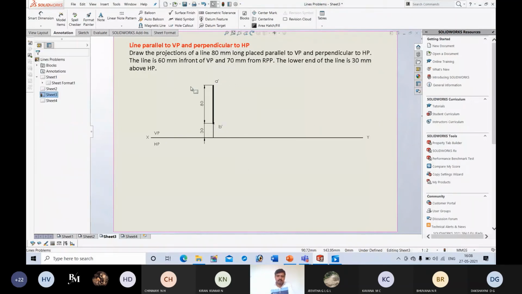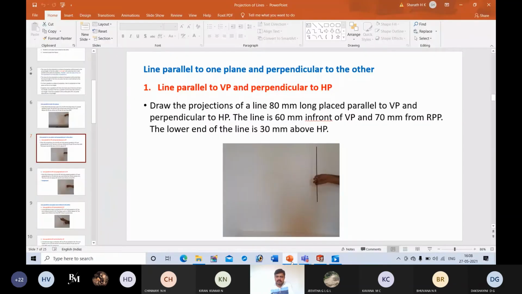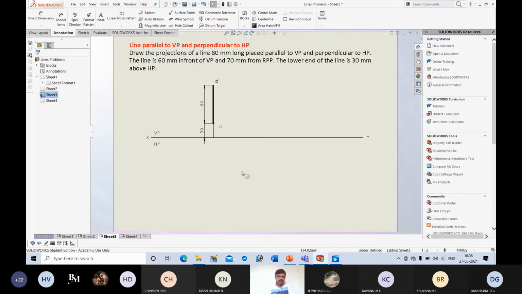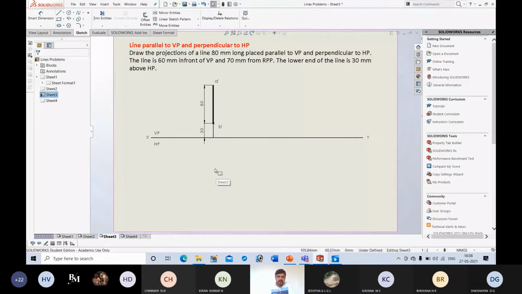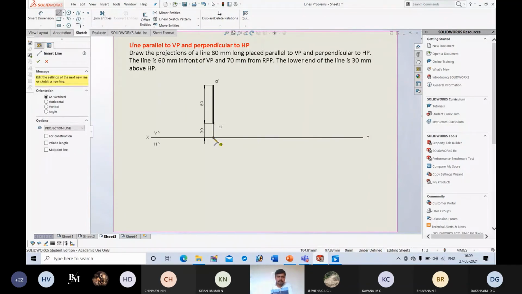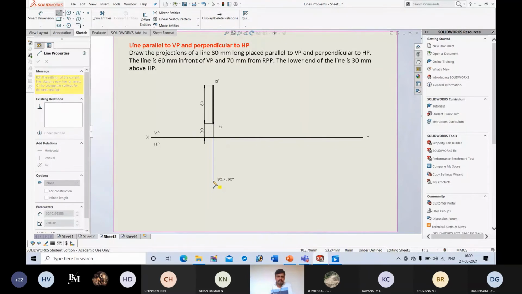It is parallel to VP, so the front view, the view on VP, will be a true line as it is. If you look from the front, it will be projected as a vertical line, because it is parallel to VP and perpendicular to HP. It will look like a vertical line from the front. Next, since it is perpendicular to HP, the view on HP will be a point.